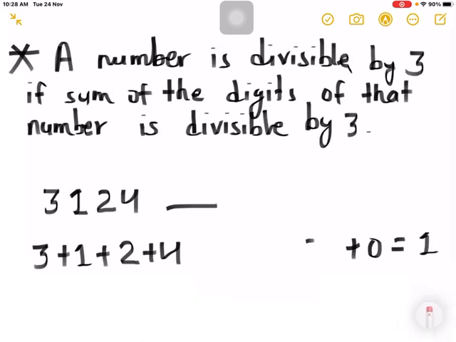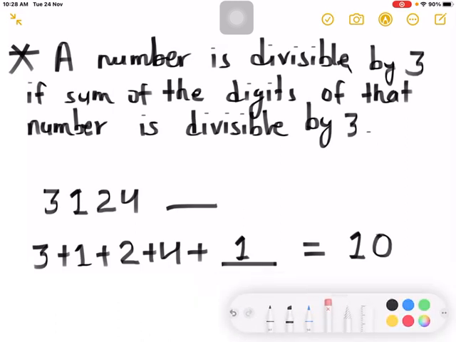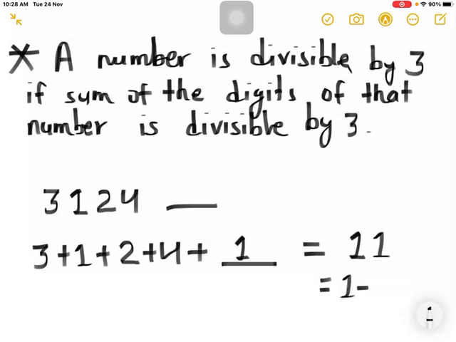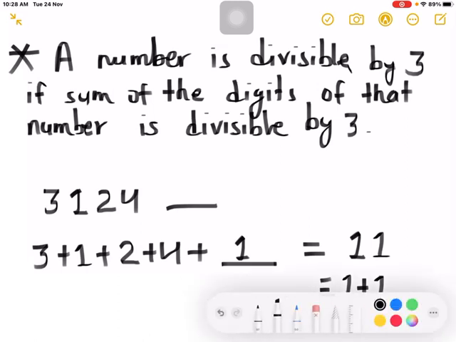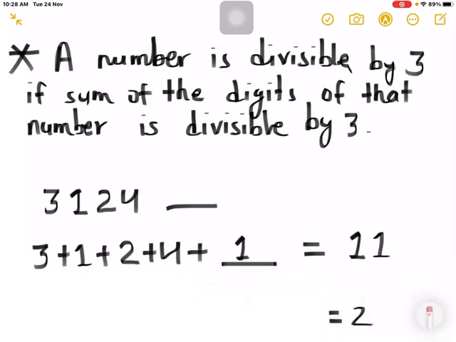So what do we have to do? What shall we add to make it divisible by 3? Before, the sum was 10, isn't it? So if you add 1, here the sum will be 11, and 1 plus 1 is 2. 2 is not divisible by 3. So our digit 1 is not the correct number.